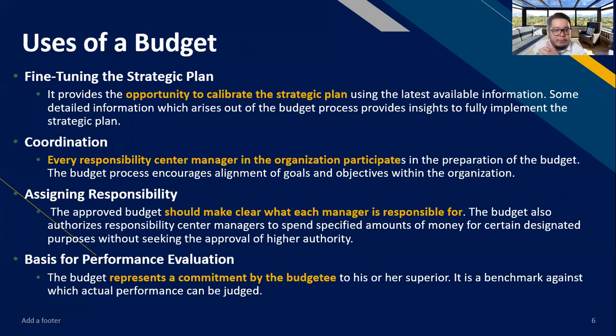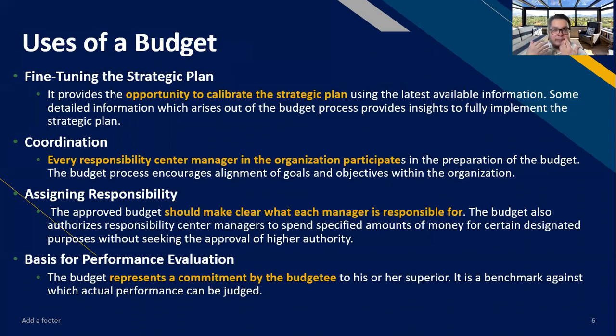What are the uses of a budget? Number one, to fine-tune the strategic plan. So the strategic plan is the long-term plan. But of course, if I do the strategic plan today, I'm making forecasts for 5 years, 10 years based on information that I know today. Eventually, as time moves along, you will make a budget for year one of your strategic plan. After year one, you will make a budget for year two of your strategic plan. So essentially, it is a moving target. It's a moving number.